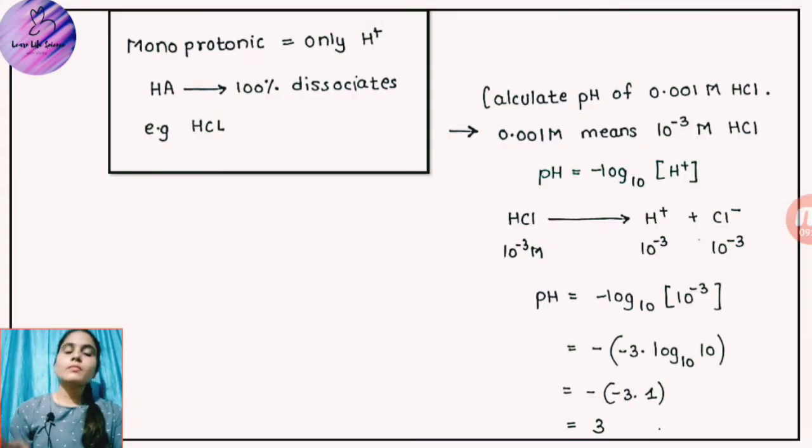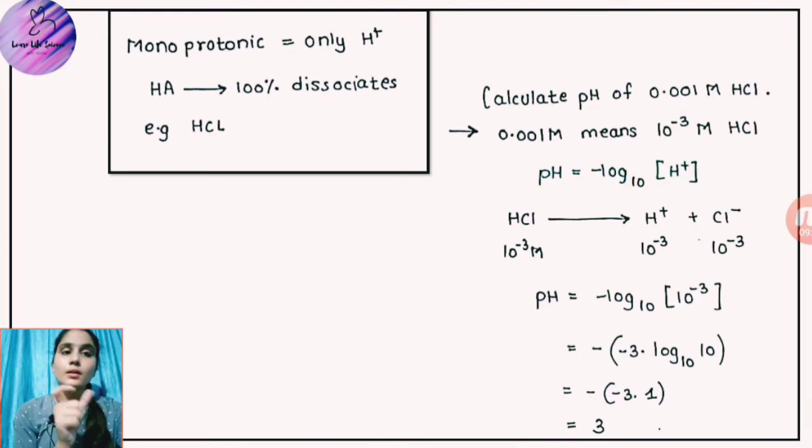Now let's talk about monoprotonic acids. Monoprotonic acids are the acids that dissociate and liberate a single proton or a single hydrogen ion. For example, HCl. HCl is considered a strong acid because it undergoes 100% dissociation into H plus ions as well as Cl minus ions. Now how can you calculate the pH of a monoprotonic acid? For example, you are asked to calculate the pH of 0.001 molar HCl. What does it mean?